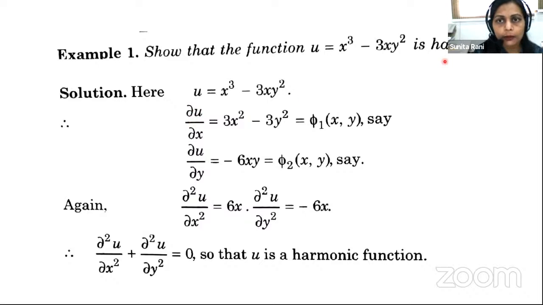To prove harmonic, take the second order derivative. Take the derivative with respect to x again. We get 6x, since the derivative of minus 3y square with respect to x is 0. And for curly u by curly y, the derivative with respect to y gives minus 6x. After adding, we get 6x minus 6x, which is 0.